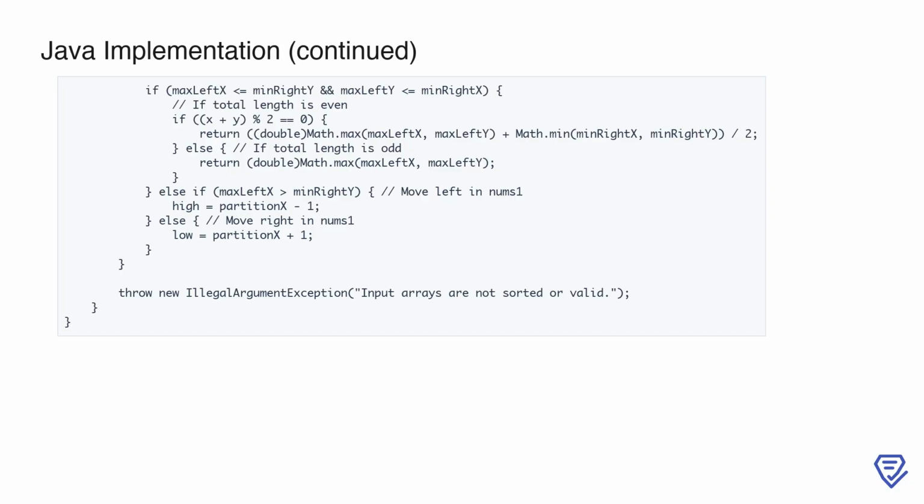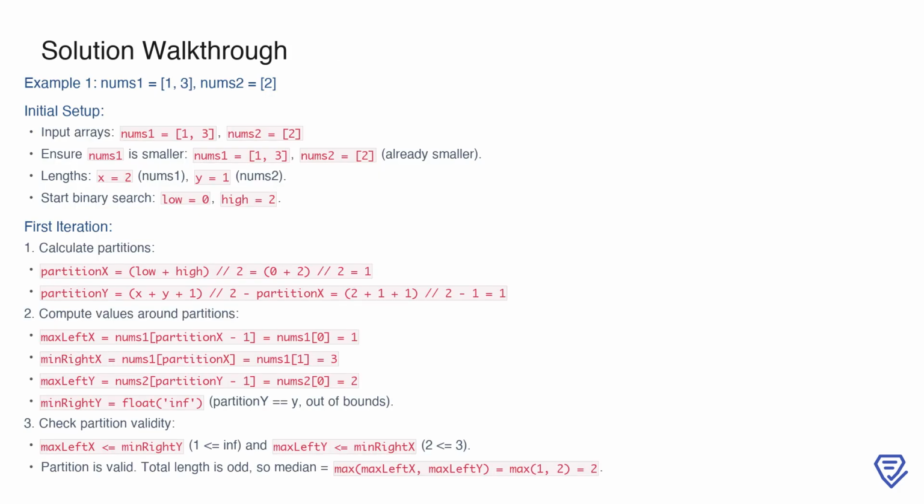However, if the partitions are not correct, we adjust our binary search. If max left x is greater than min right y, it means we've included too many elements from nums1 on the left side, so we move high to partition x minus 1. Otherwise, we move low to partition x plus 1 to include more elements from nums1 on the left. If no valid partition is found, which should not happen for properly sorted arrays, we throw an exception indicating invalid input. In this example, we start with two arrays, nums1 containing 1, 3, and nums2 containing 2.